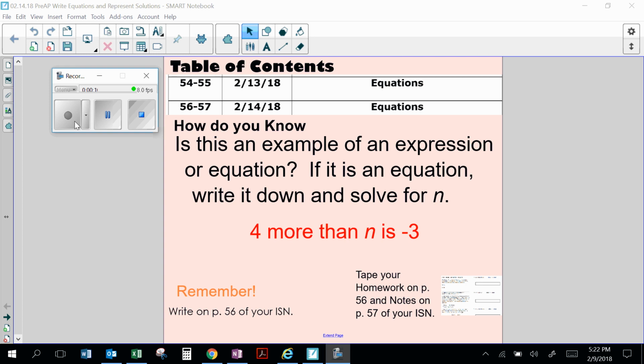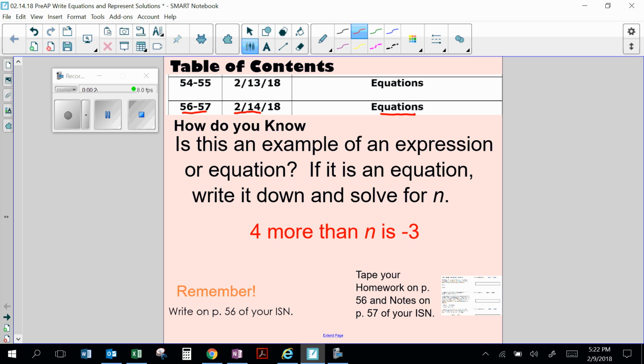Please open up your composition notebook to page 1. On page 1, you will find your table of contents. Today, we are working on pages 56 and 57. Since it's Valentine's Day, it's 2-14. And yes, we are still learning equations. Please copy that down if you have not done so.